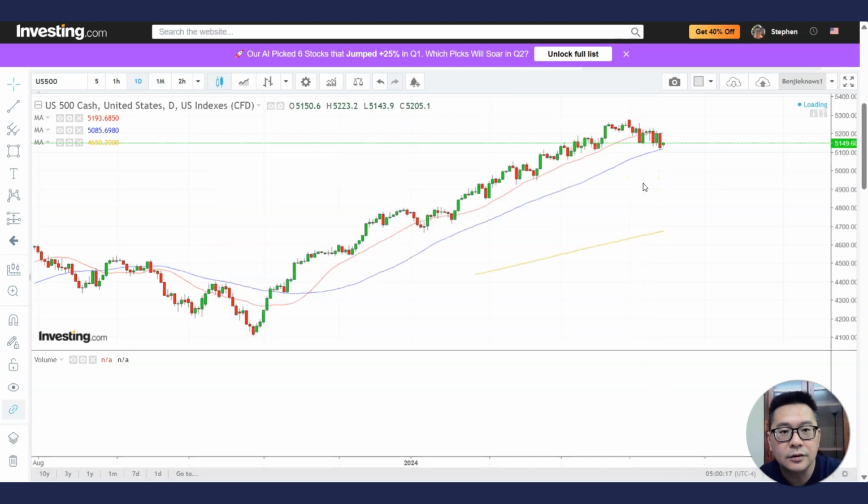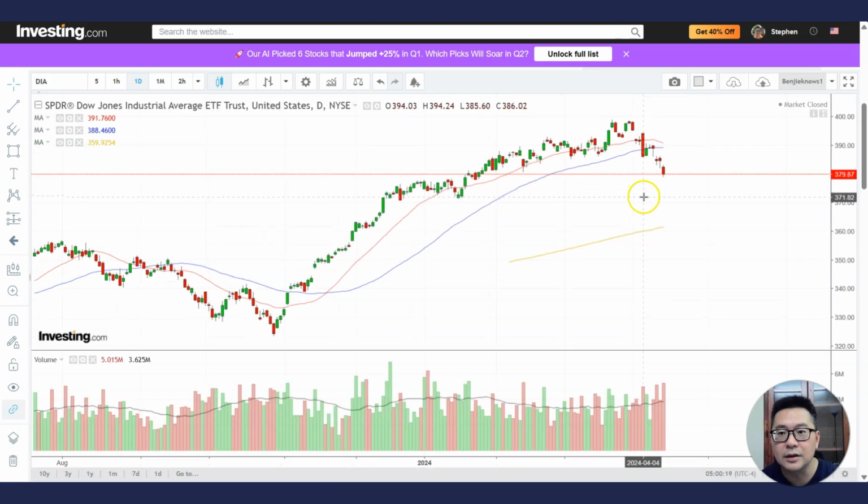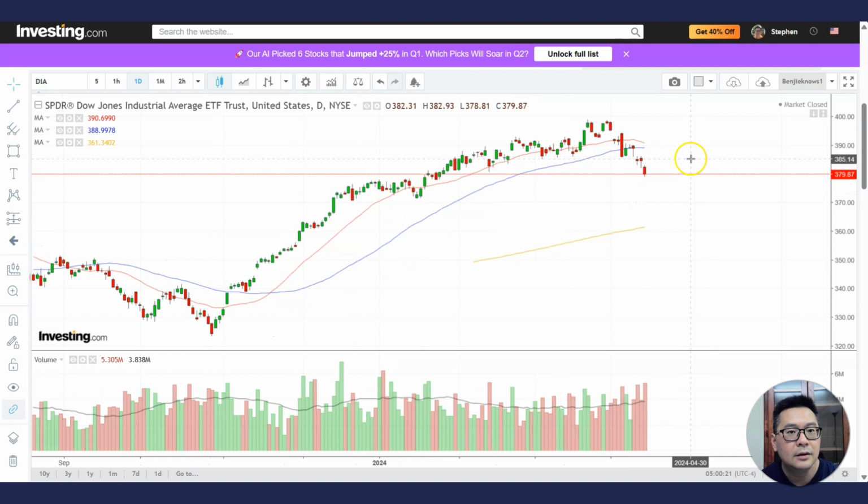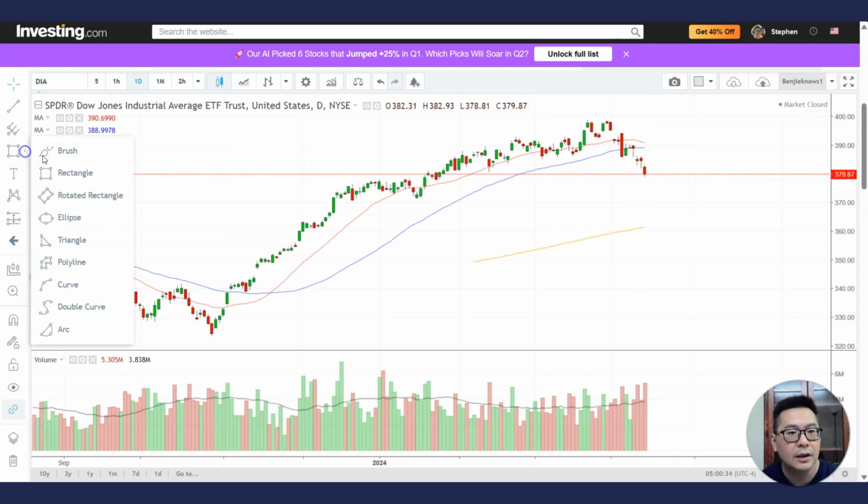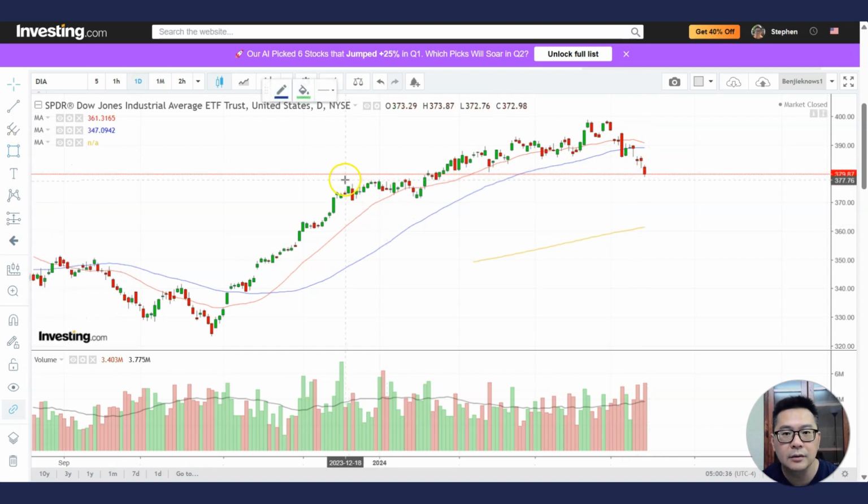So let us now shift to the DIA. DIA is the ETF for the Dow Jones Industrial Average, and as you can see, it is already below the 20 MA and the 50 MA, which is something I do not like, but there is support around here. And last Friday, another red bar here, and it's right now sitting very near the support area.